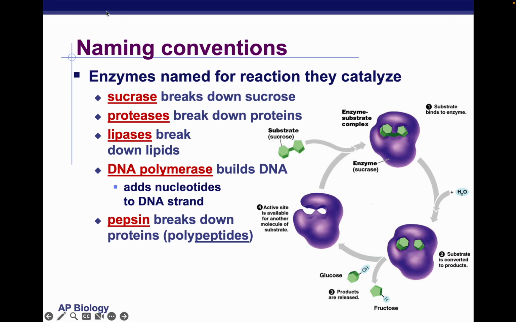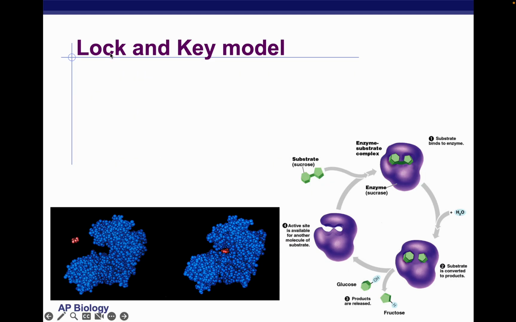Naming convention. These are just a few common enzymes you should maybe know. Pepsin breaks down polypeptides. This is in your stomach. DNA polymerase is the main enzyme involved in DNA replication. Lipase will break down lipids. It's produced by your pancreas and also by salivary glands. Proteases are involved in breaking down proteins. They can be involved in apoptosis. And sucrase breaks down sucrose in your digestive tract.